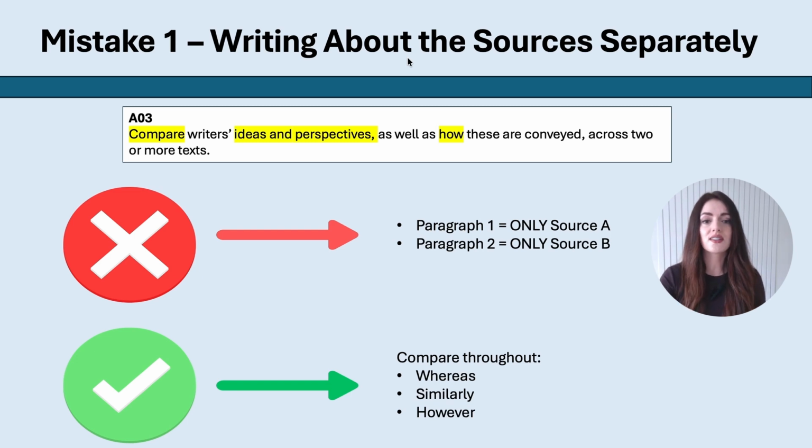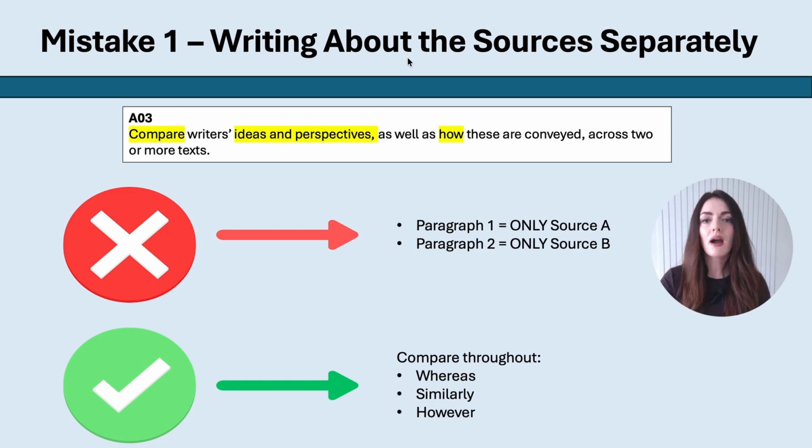A lot of students do this instead. They write one full paragraph on source A, completely forgetting about source B, and then they write a second paragraph on source B, completely ignoring source A. And the problem is that the comparison becomes completely disconnected because the assessment objective specifically says compare across 2 or more texts. So the examiner wants to see links and references between the writers throughout your response.